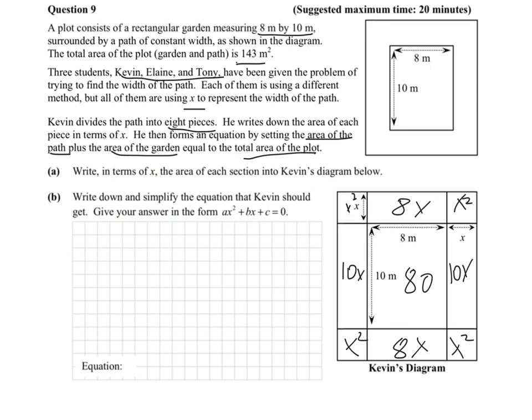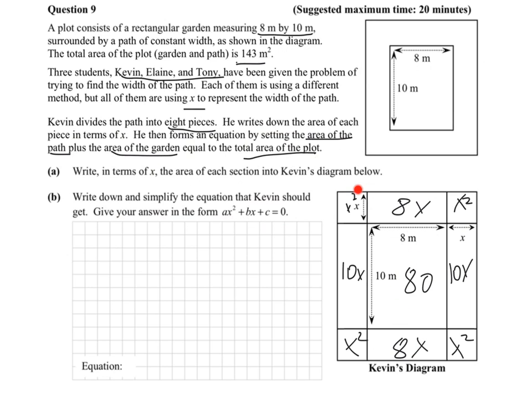So what does that actually mean? Well, first of all, we have to look back at how Kevin works the problem out. He divides the path into 8 pieces. He writes down the area of each piece in terms of x. We've already done that. He then forms an equation by setting the area of the path plus the area of the garden equal to the total area of the plot. So it's the area of the path plus the area of the garden.